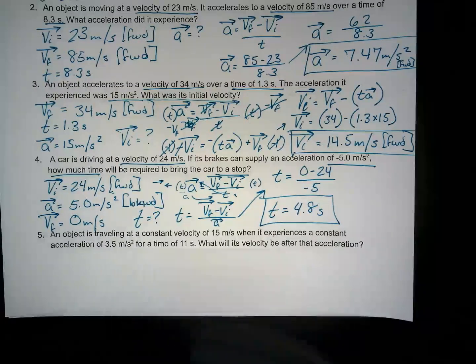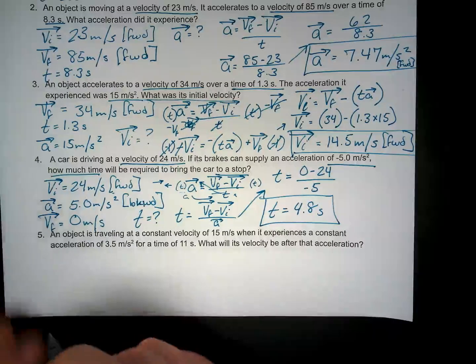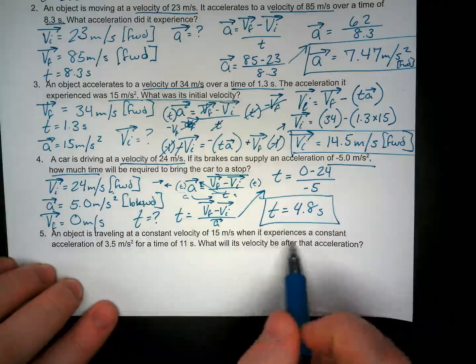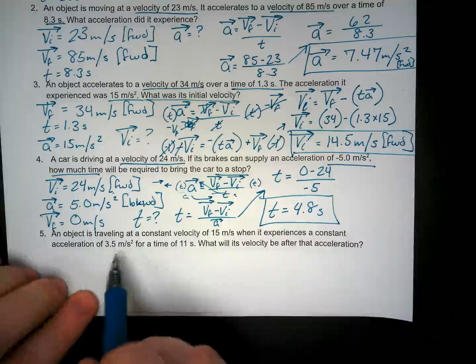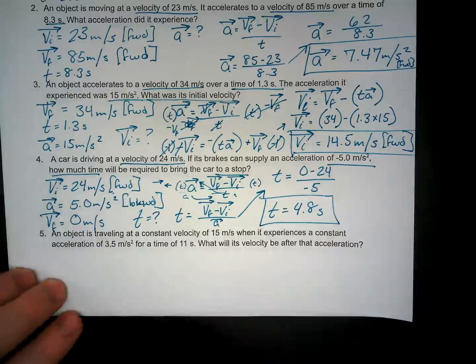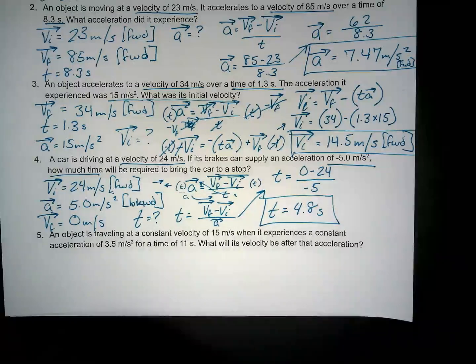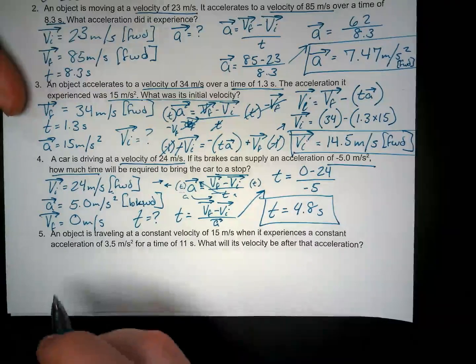Okay, then number 5, finally. An object is traveling at a constant velocity of 15 meters per second when it experiences a constant acceleration of 3.5 meters per second squared over a time of 11 seconds. What will its velocity be after that acceleration?